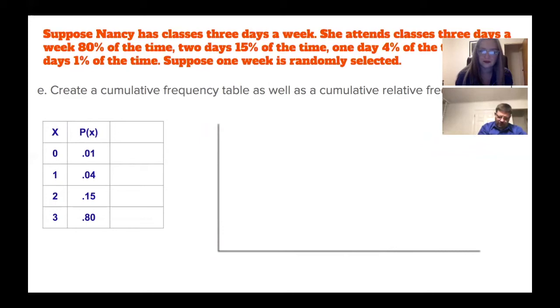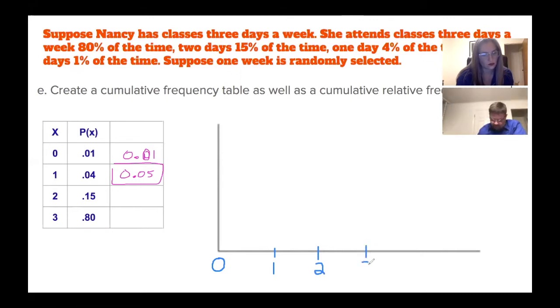So the first one would be 0.01. Sorry, that should be a 0. But when I get to this box right here, that's the probability of getting a 0 or a 1, both of those together. So I'm going to take the two numbers that are there and add them to get 0.05. We're getting a running total. So there's a 5% chance that Nancy would attend class 0 or 1 day in a week.